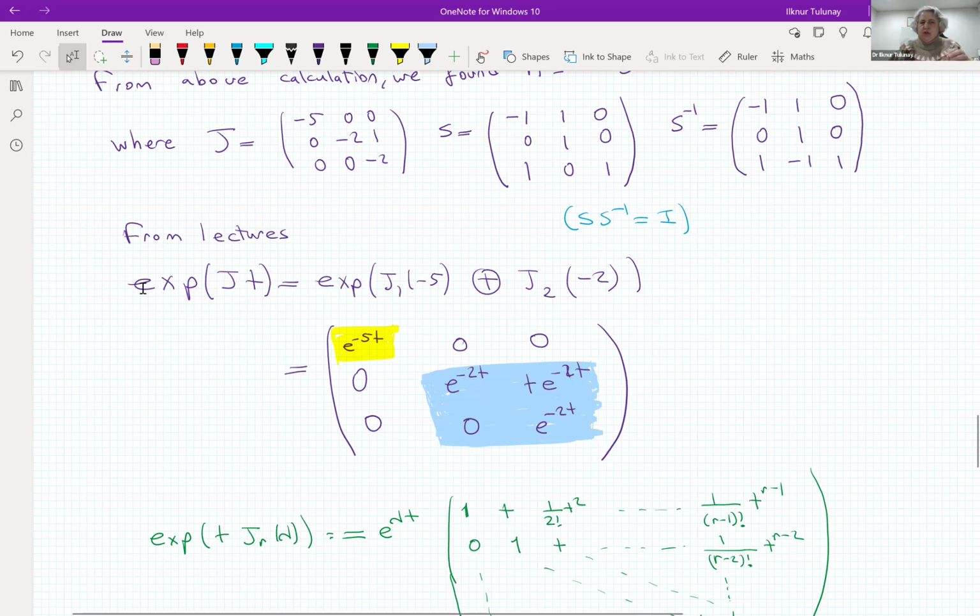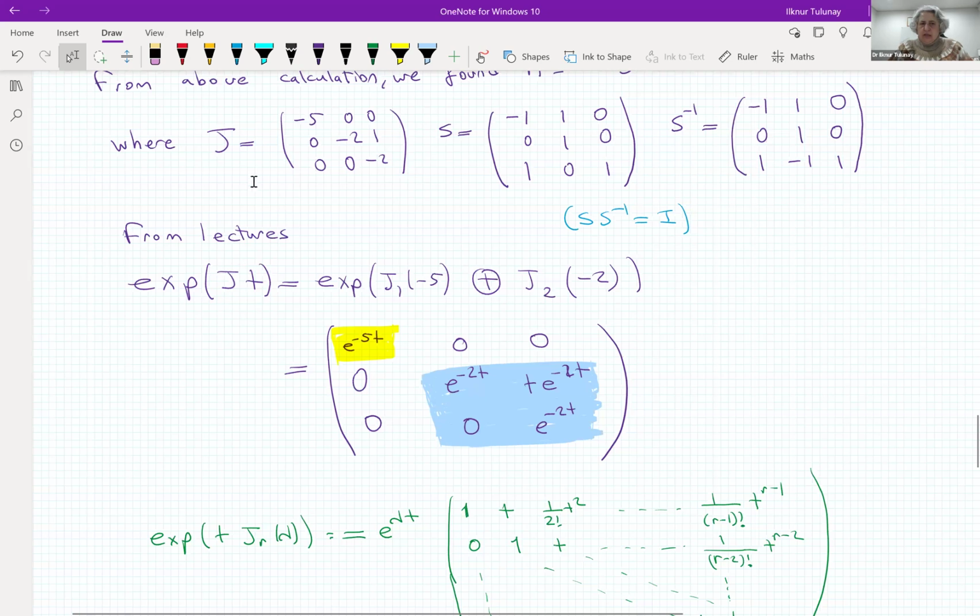This is just a definition of the exponential. J is the Jordan form, and t is the variable. Sorry, t is the variable, the indeterminate variable. Okay.